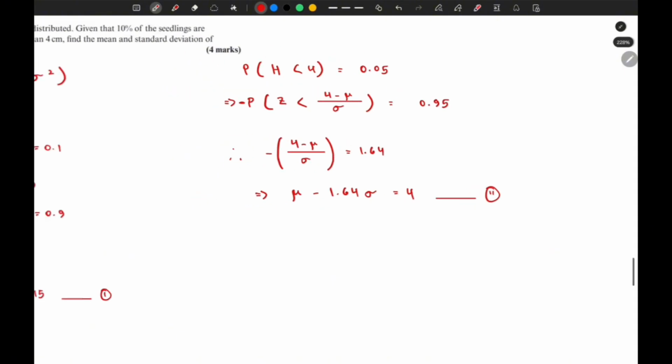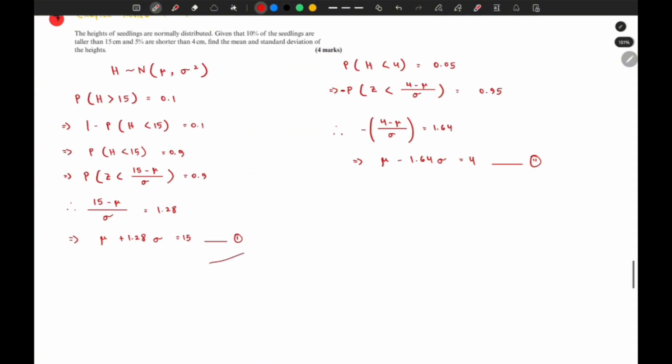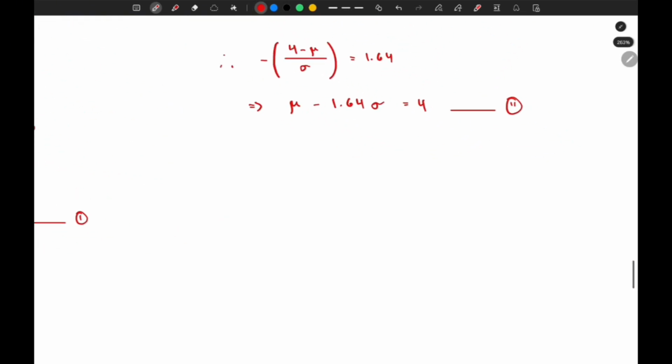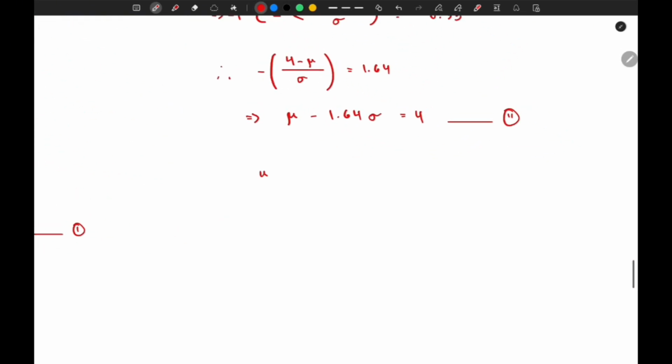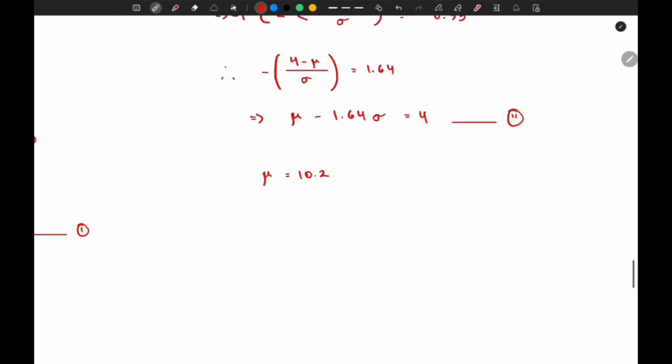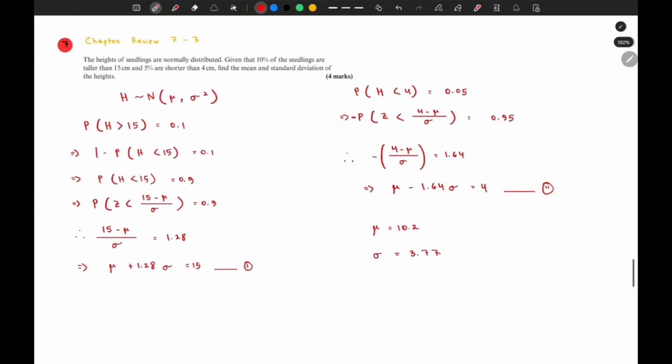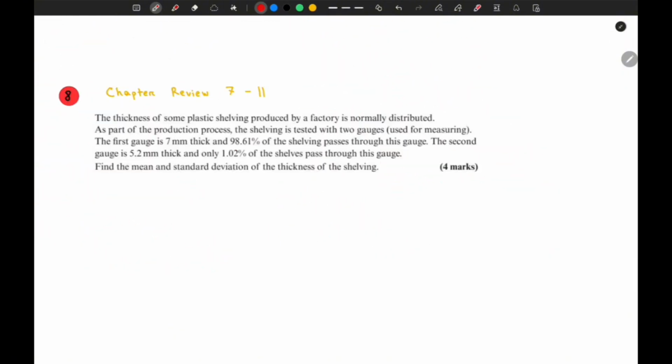Now, if we solve these two equations simultaneously, we will get the value for mean and standard deviation. So the value of the mean, mu, is 10.2, and the value for the standard deviation is 3.77. So that is it for this question. Moving on to the next question.